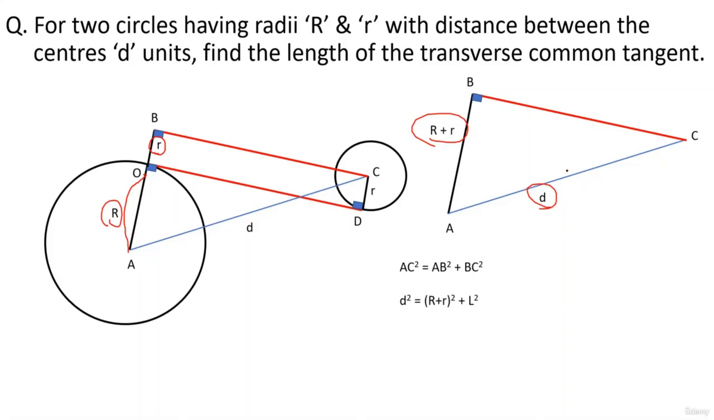AC का वैल्यू d है, AB का वैल्यू R plus r है, तो L square क्या होगा? L square होगा d square minus (R plus r) the whole square, or L is equal to square root of d square minus (R plus r) the whole square. So now you can remember this as a standard formula for finding out the length of the transverse common tangent.